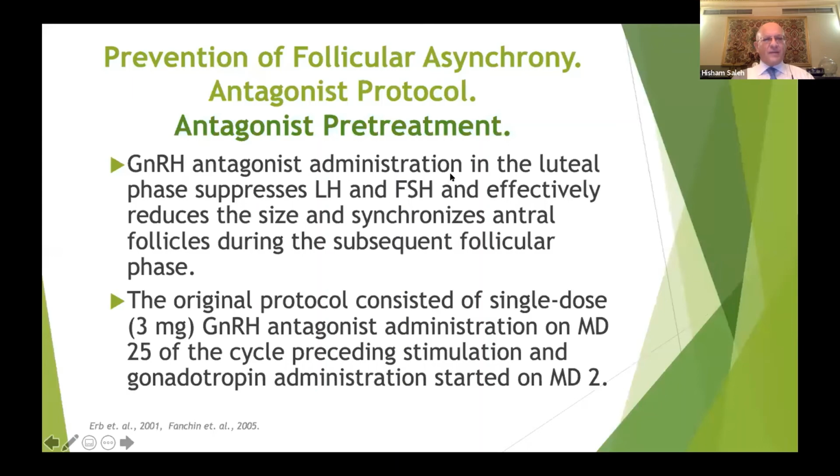GnRH antagonist administration in the luteal phase suppresses LH and FSH and effectively reduces the size of synchronized antral follicles during the subsequent follicular phase. The original protocol consisted of a single dose of 3 mg GnRH antagonist administration on the menstrual day 25 of the cycle preceding stimulation.